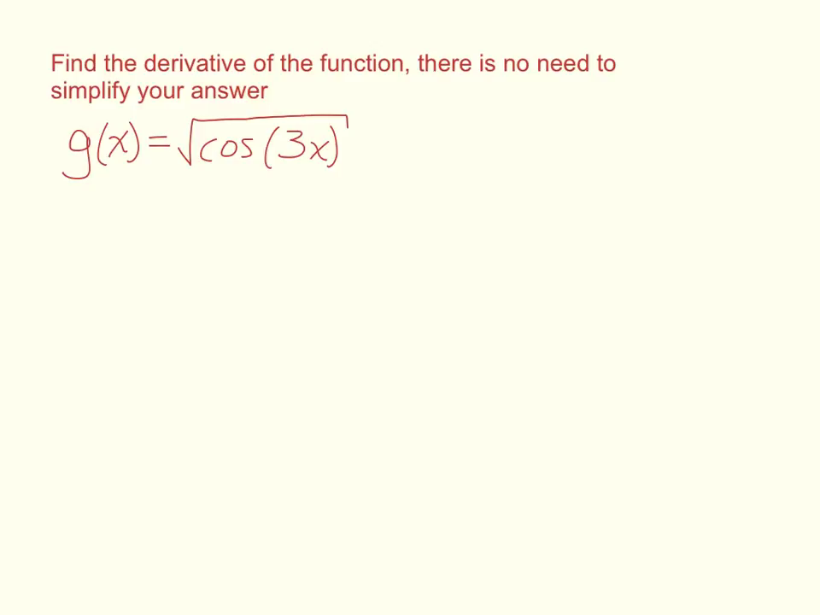Find the derivative of the function. There is no need to simplify your answer. We have a function here, g of x equals the square root of cosine of 3x.